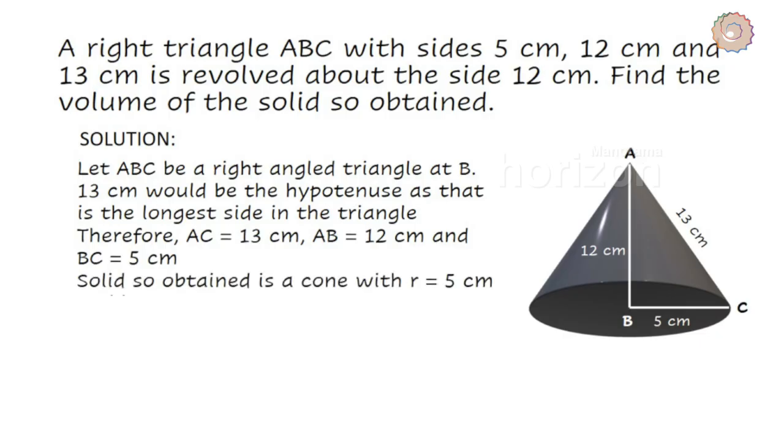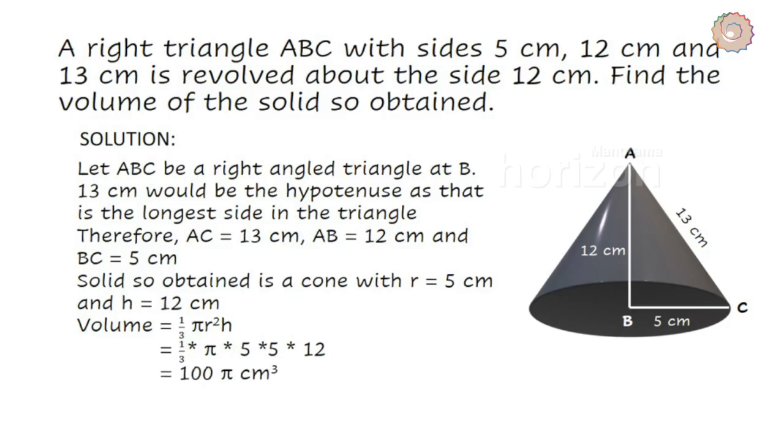Solid so obtained is a cone with r equal to 5 cm and h equal to 12 cm. Therefore, the volume is given by 1/3 pi r square h. Substituting the values, we get 1/3 into pi into 5 into 5 into 12, giving you 100 pi centimeter cube.